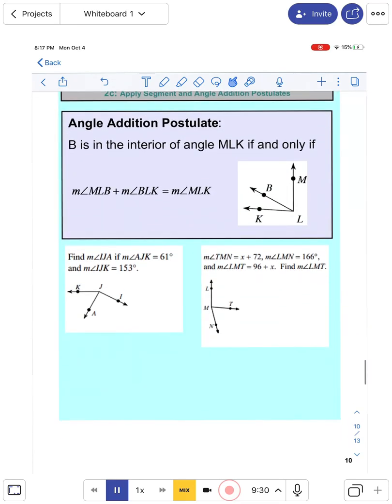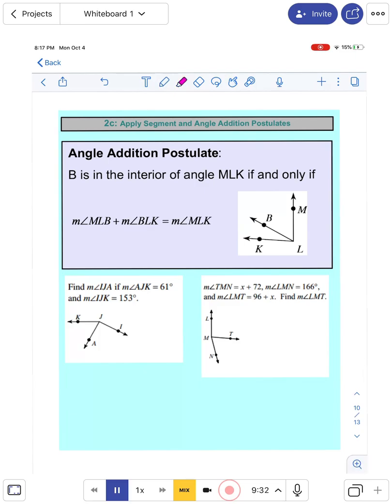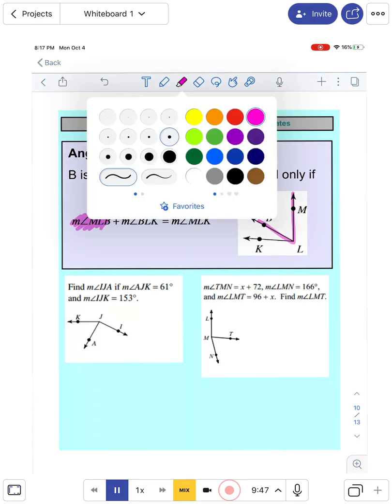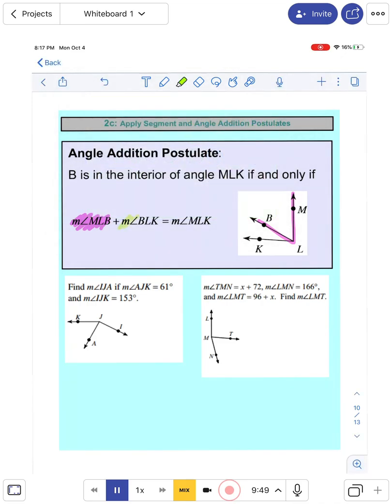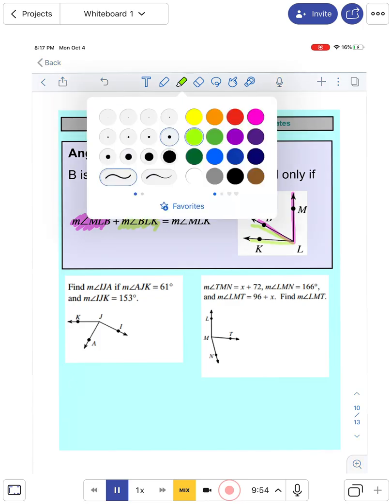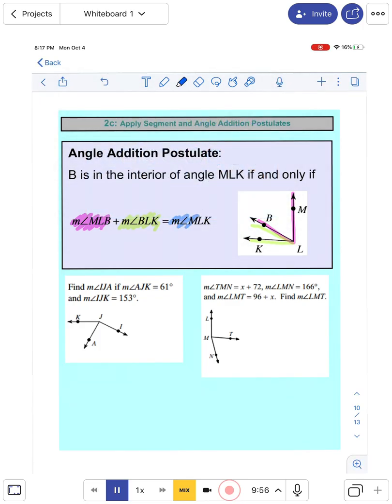All right, moving on, angle addition postulate. So this says B is in the interior of angle MLK if and only if measure of angle MLB plus measure of angle BLK equals measure of angle MLK. So in other words, this pink angle plus this green angle, those are the two small angles, they have to add up to this blue angle, which is the whole angle. So it's the same as with segments, just with angles. The two parts have to add up to be the whole.